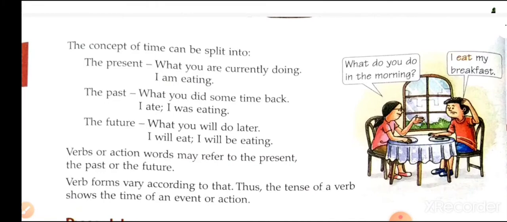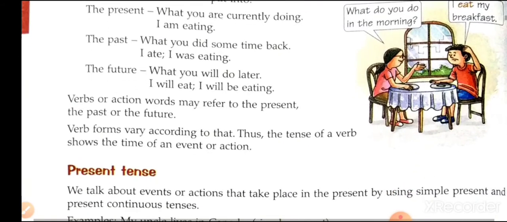The concept of time can be split into the present, the past, the future. The present: what you are currently doing, I'm eating. The past: what you did some time back, I ate, I was eating. The future: what you will do later, I will eat, I will be eating. Verbs or action words may refer to the present, the past, or the future. Verb forms vary according to that. Thus, the tense of a verb shows the time of an event or action.